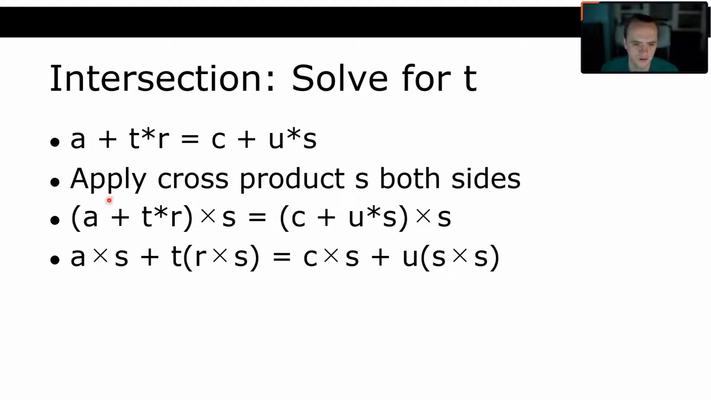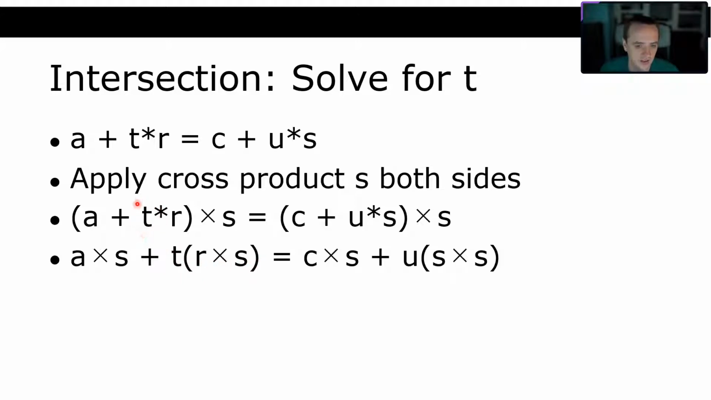So what do we get here? We get a cross s, right? Because we take a plus t times r is equal to this. So we'd have a plus t times r cross s. That becomes a cross s plus t times r cross s.